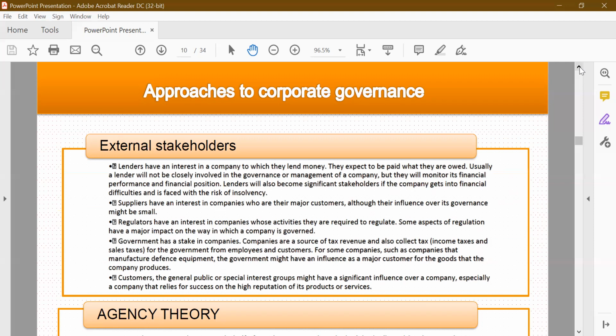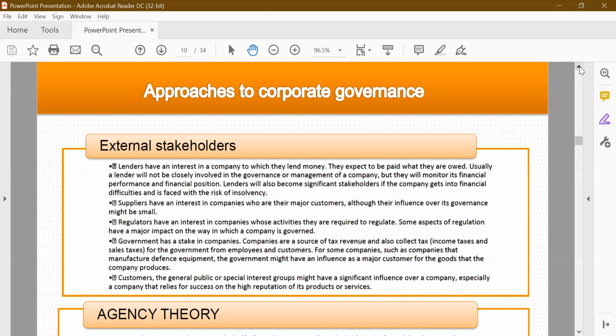So someone who lends money to the company is an external stakeholder. So lenders have an interest in the company to which they lend money. And what's their interest? They expect that the money they've lent to the company is able to pay back their financial obligation. And one of the key things lenders would like to know is the financial performance and financial position of the company, right? Because anybody who lends another person money would want to know if they can repay them their money. It's as simple as that.